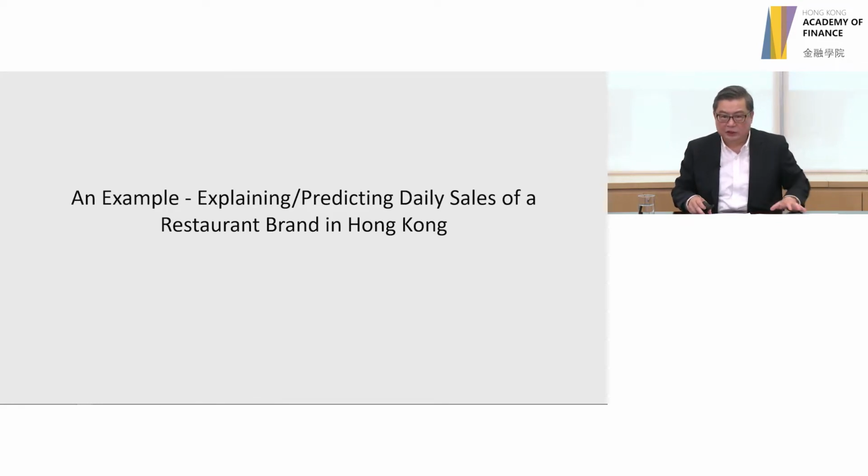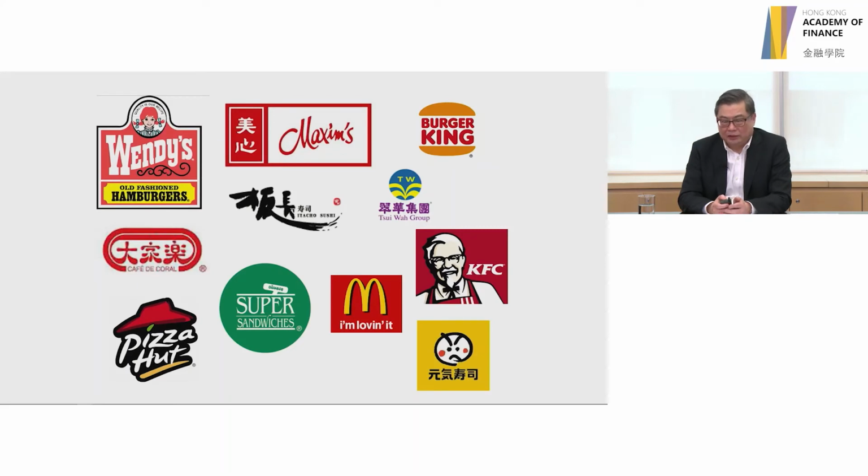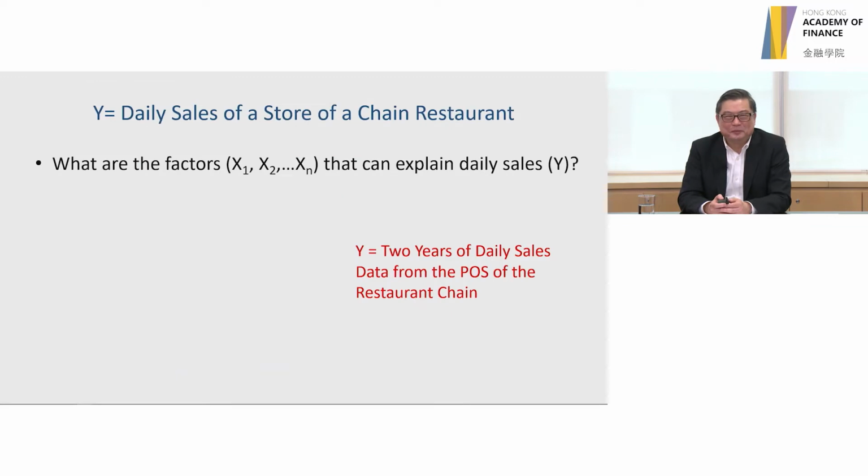Quite a number of years ago, I worked with a restaurant brand in Hong Kong. They want to predict as well as explain the daily sales of the restaurant. So the Y, well, is one. I cannot disclose the name of the restaurant. I signed all this NDA. But it's one of this brand. So, what is the Y? In this case, the Y is the daily sales of the restaurant chain.